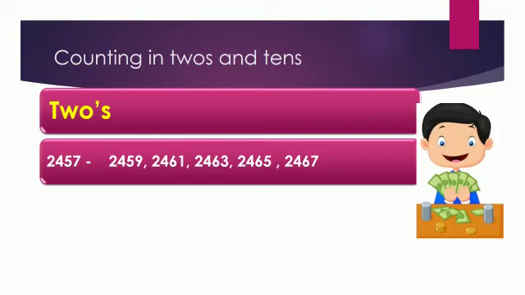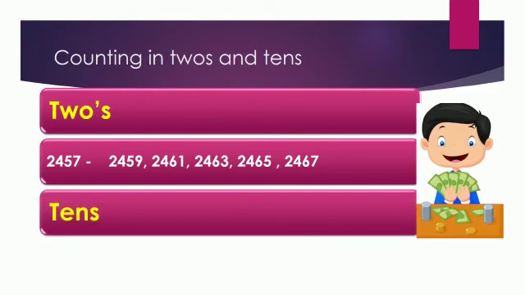What's the next number? So 9 plus 2 would become 11. So you carry over and the number becomes 2461. Next, the 1 becomes 3, so it becomes 2463, plus 2 becomes 2465, followed by 2467. Isn't that pretty easy, children?